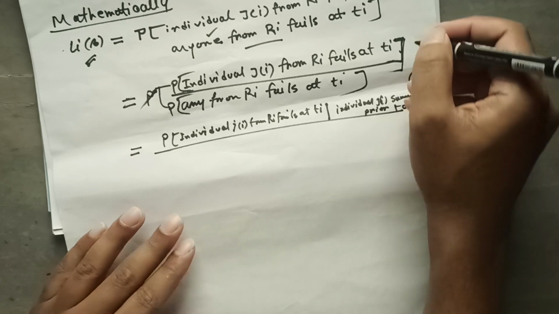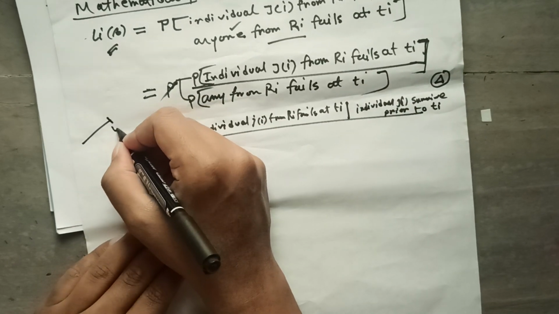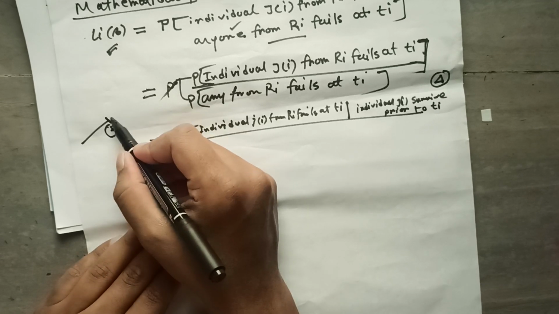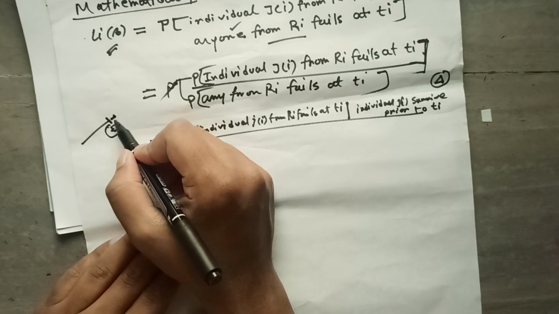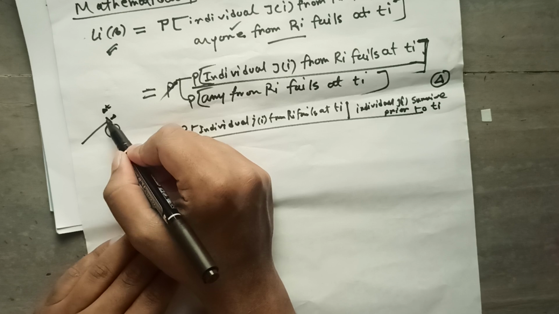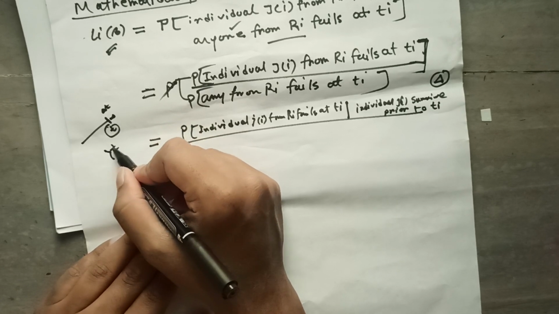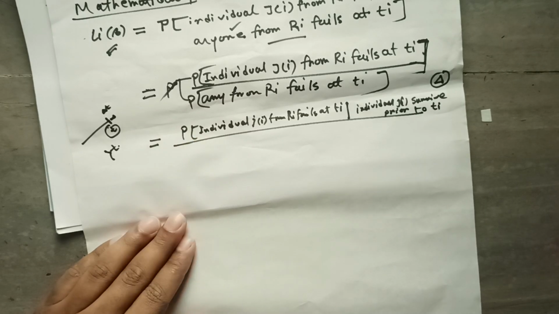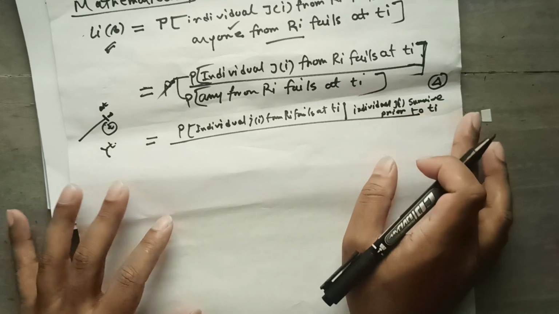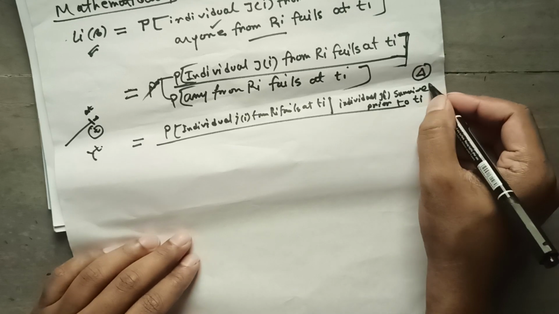Prior. Suppose this is a time point, this T. So prior to Ti means a little bit, and that is calculated in terms of delta T. So we will have to go for greater than T. That is what I'm telling you, individual Ji survives prior to Ti, more than Ti, but a little more, not too much.